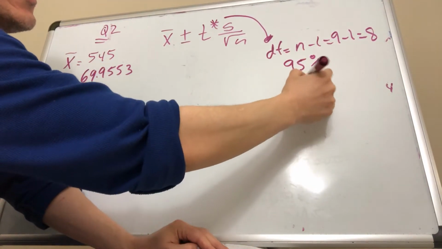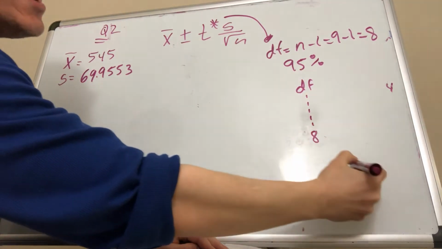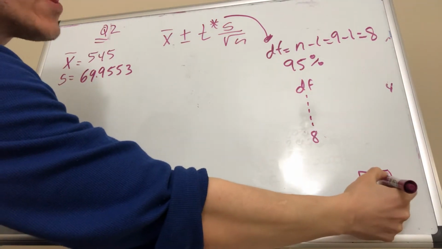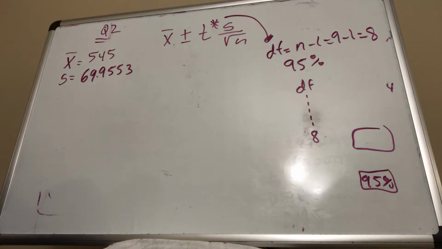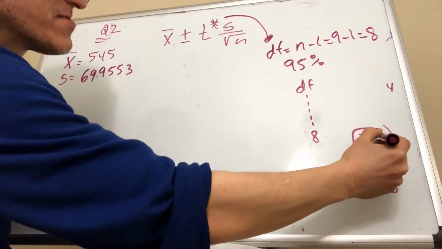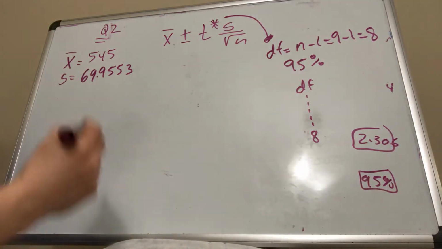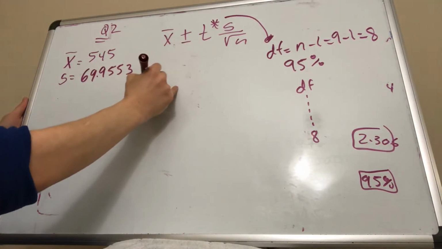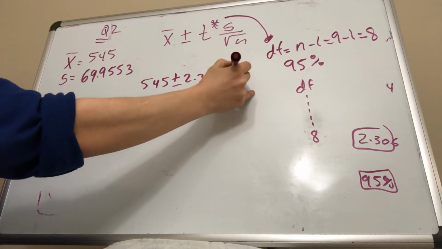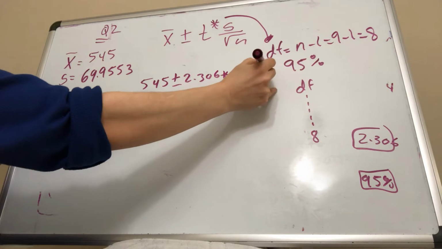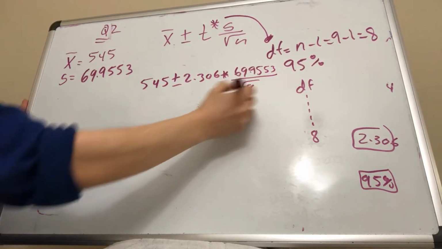So you go to the t table, you go to the degrees of freedom 8, and whatever comes with 95% would be your number. So I have the t table here. I go to degrees of freedom 8 and 95, 2.306. So I put everything together. Average is 545. My t star is 2.306. My standard deviation is 69. And it's a sample of 9.